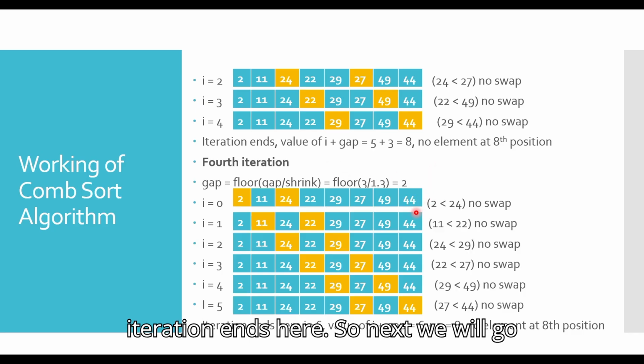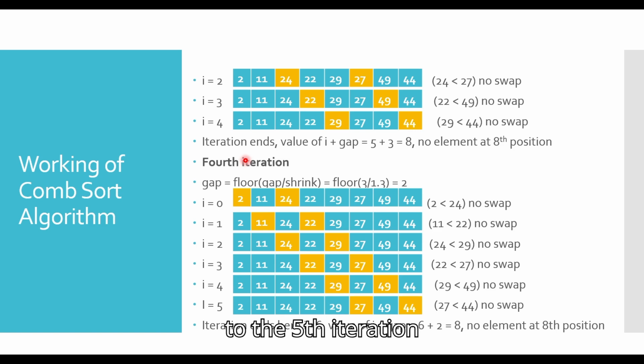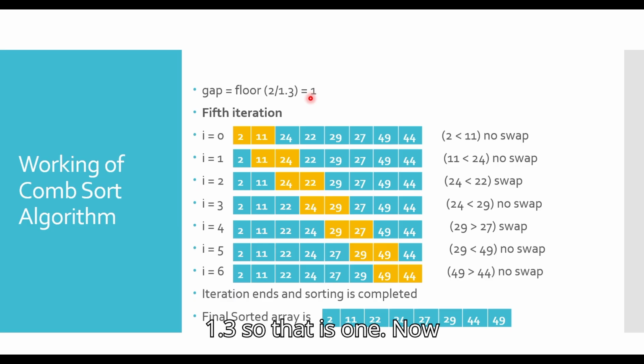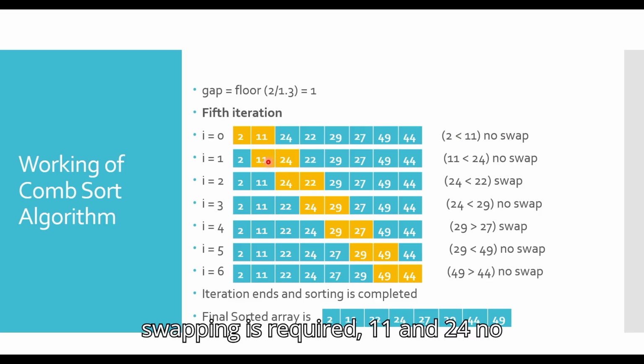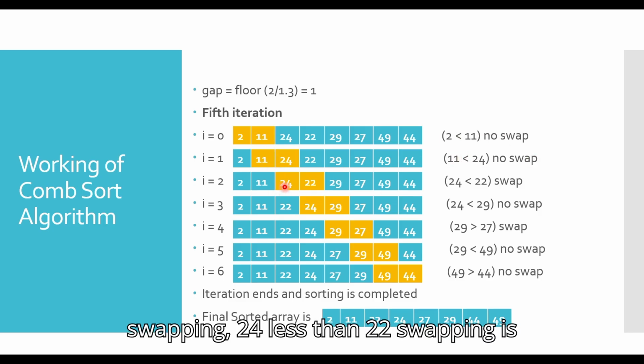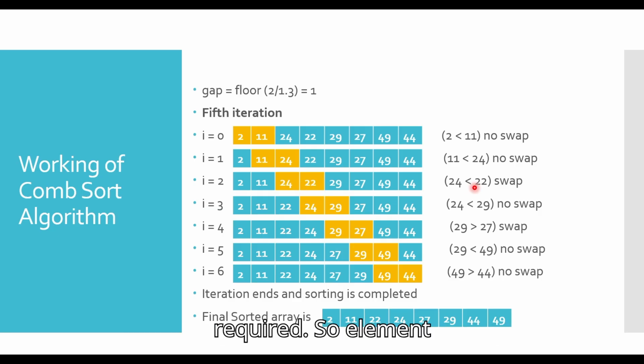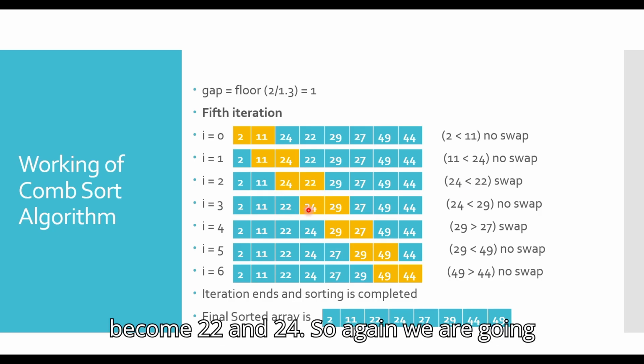So next we will go to the fifth iteration. The gap size is equal to 2 by 1.3, so that is 1. Now we are going to compare adjacent elements. So 2 and 11, no swapping is required. 11 and 24, no swapping. 24 less than 22, swapping is required. So the elements become 22 and 24.